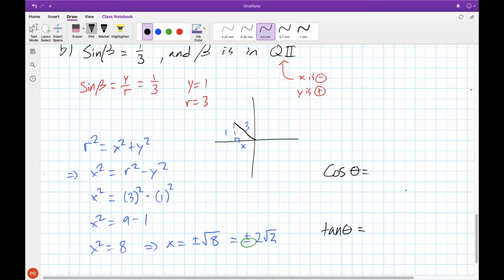Now that we know x, y, and r, we can just state what our trig ratios need to be. So for our first one, -2√2/3. For our second one, it would be 1 over -2√2. However, I would encourage you in this case to rationalize the denominator. Again, that is considered more simplified.